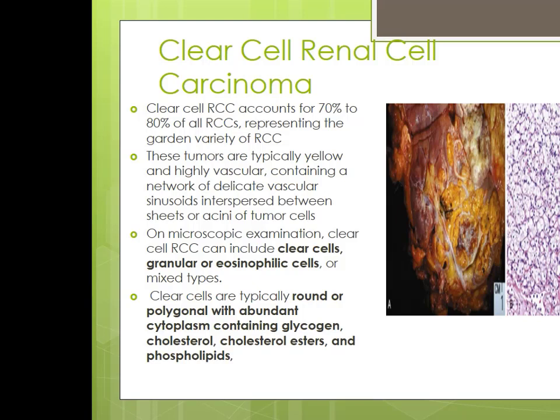mixed type. The clear cells are typically round or polygonal with abundant cytoplasm containing glycogen, cholesterol ester, and phospholipid. The white structures we can see in this pathology are basically the clear cells, which contain cholesterol, glycogen, and cholesterol esters.